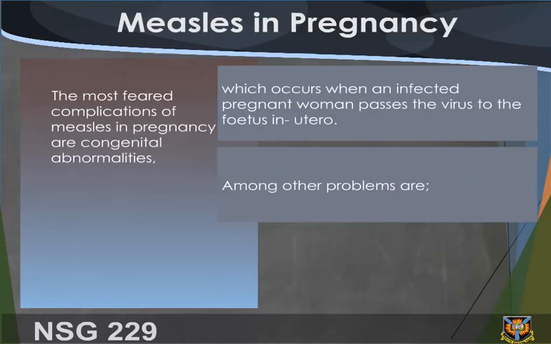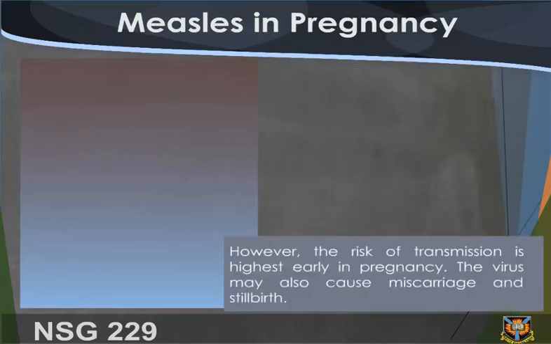Measles in pregnancy. The most feared complications of measles in pregnancy are congenital abnormalities, which occur when an infected pregnant woman passes the virus to the fetus in utero. Among other problems, the risk of transmission is highest early in pregnancy. The virus may also cause miscarriage and stillbirth.